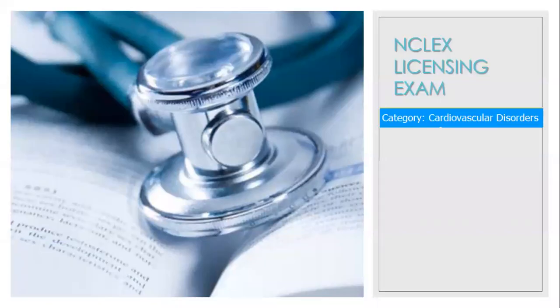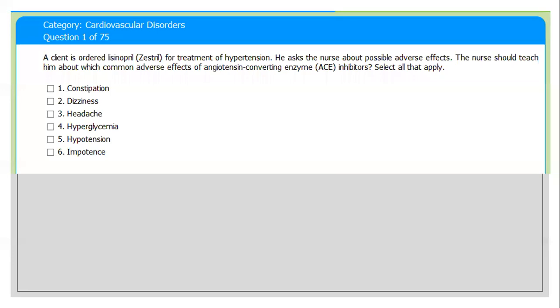We're going to discuss a few questions and answers for the NCLEX licensing exam. The first question: a client is ordered lisinopril for the treatment of hypertension, and he asks the nurse about the possible adverse effects. The nurse should teach him about which common adverse effects of angiotensin converting enzyme, ACE inhibitors. Select all that apply.